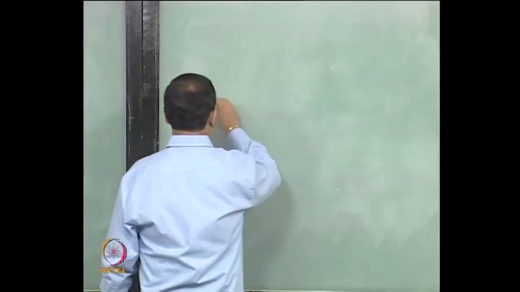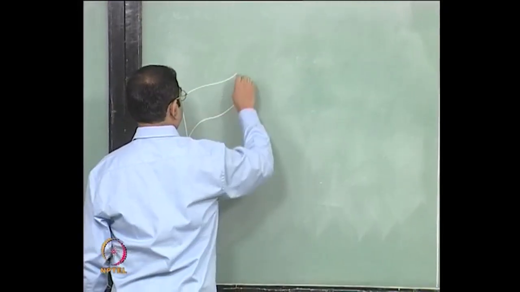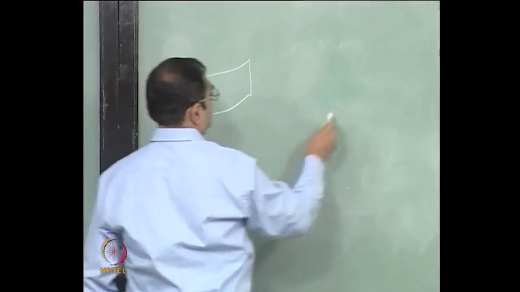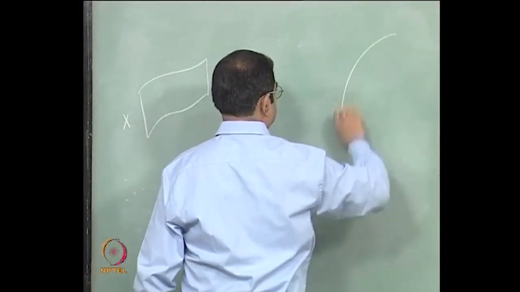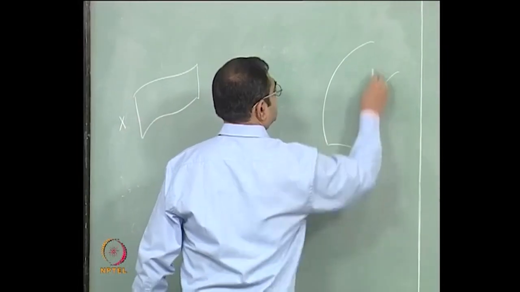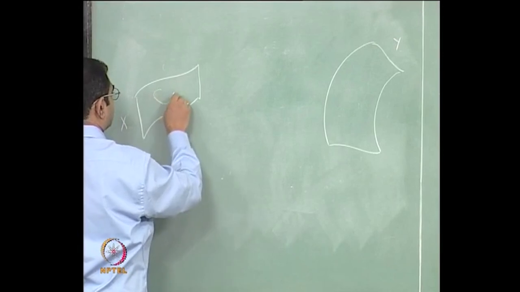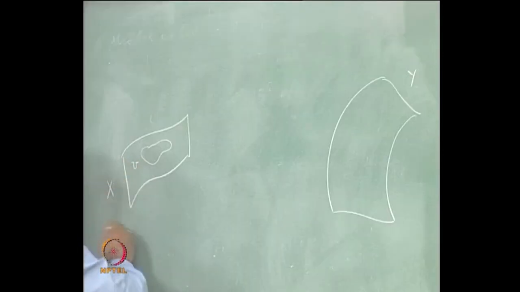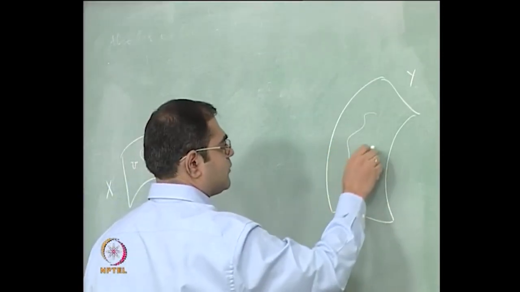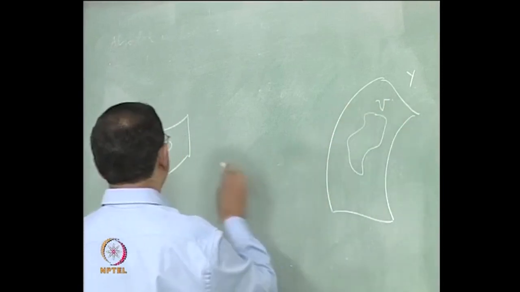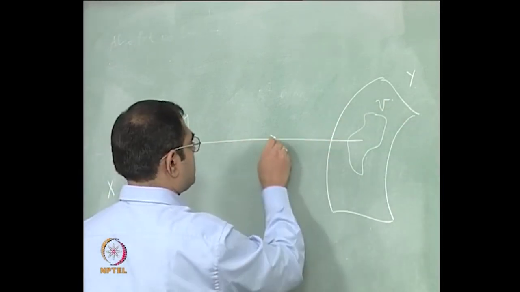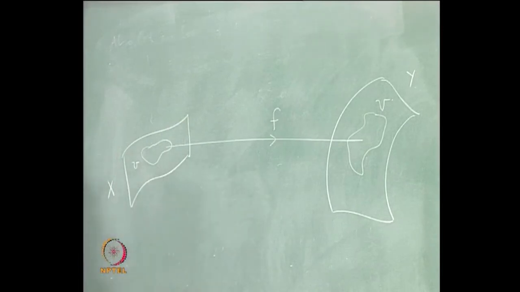Here is one Riemann surface, my Riemann surface X, and here is another Riemann surface, say Y. I have an open set U in X, and another open set V in Y, and I have this function f. The aim is to say that this function is holomorphic.